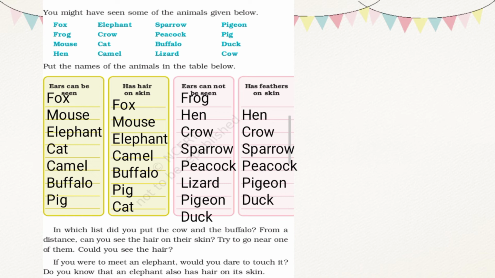So let us list out the animals who have hair on their skin. Fox, mouse, elephant, camel, buffalo, pig and cat. All these are animals who have hair on their skin.